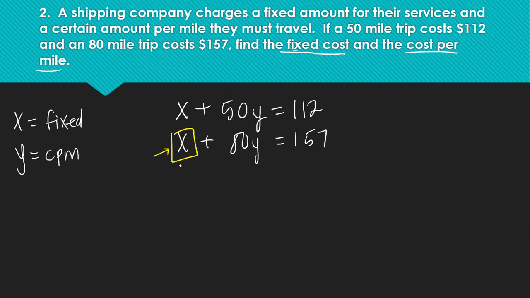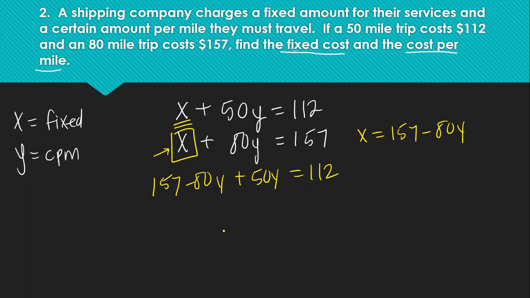This problem, because of how it is, it lends itself to a substitution. And that's because I can easily get one variable by itself. Do we see that? So we can have x equals 157 minus 80y. And then I'm going to substitute that in for x. So when I substitute that in, we end up with 157 minus 80y plus 50y equals 112.